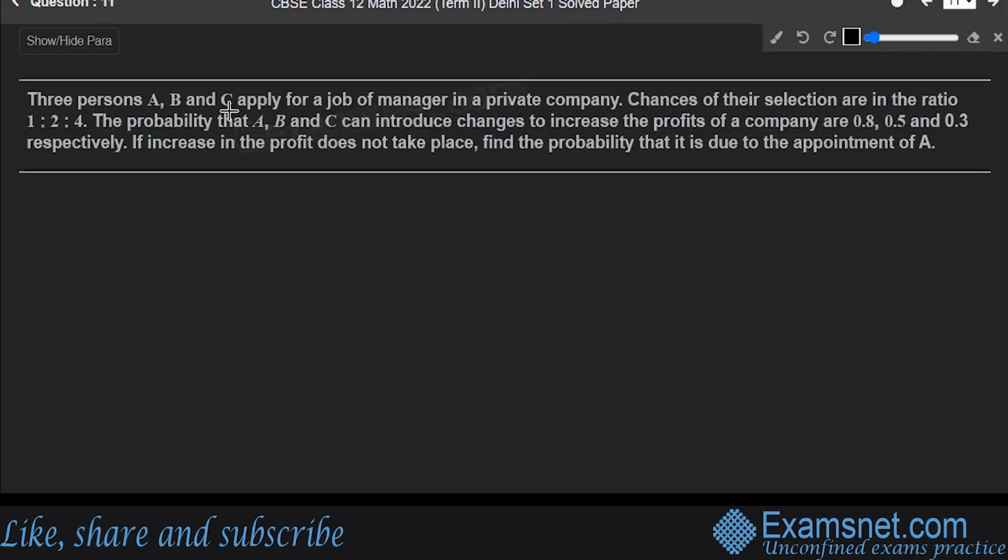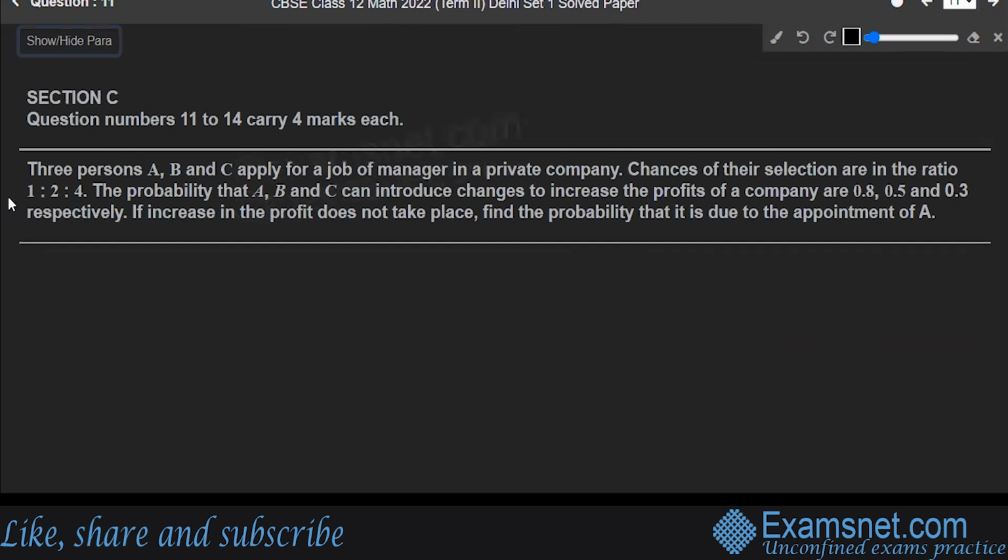Let's move to the next question, number 11. Now we are moving to the C section. You are having 11 to 14 questions from the C section only. They carry 4 marks each.